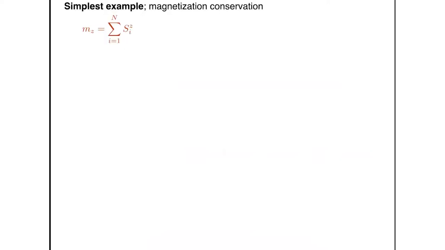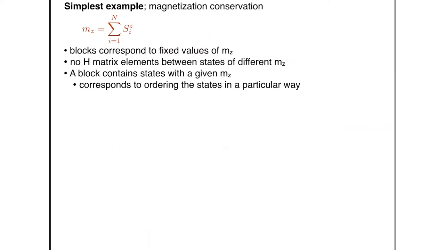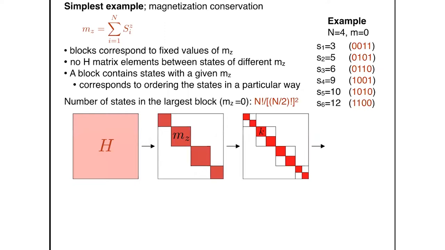So let me show you the simplest example of how to use a conservation law. The model we are looking at conserves the total magnetization, which is this sum here. We can exploit that by constructing blocks for different M. When the Hamiltonian acts on a block with a fixed M, of course, M doesn't change. In the scheme that I showed you before, that just corresponds to reordering the states in some way, so that all the ones that have a given magnetization appear consecutively.